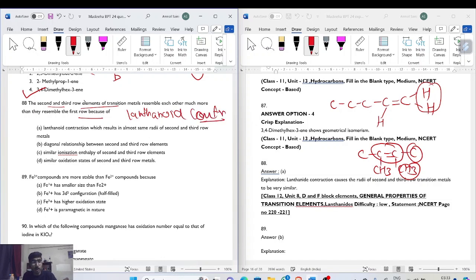Now option A, lanthanoid contraction, which results in almost the same radii of the second and third row metals. This statement is absolutely correct, and this is our correct answer as well.